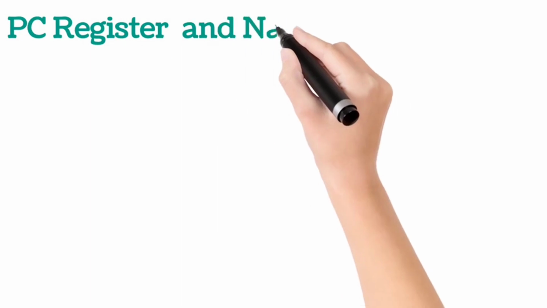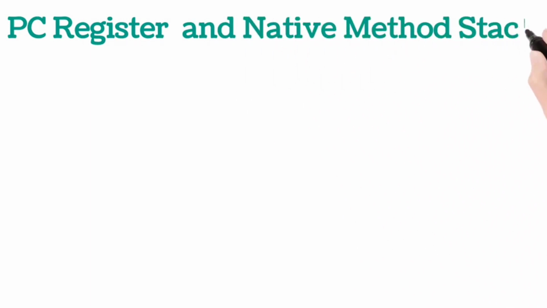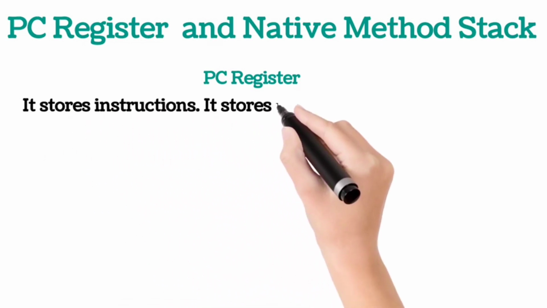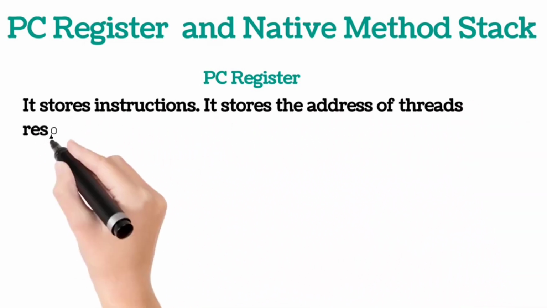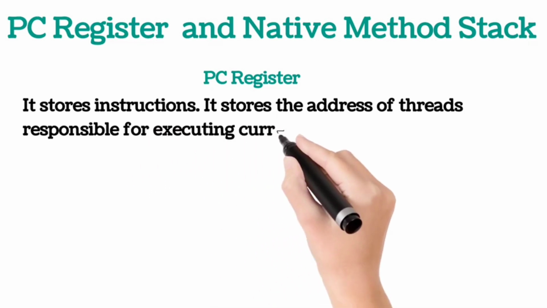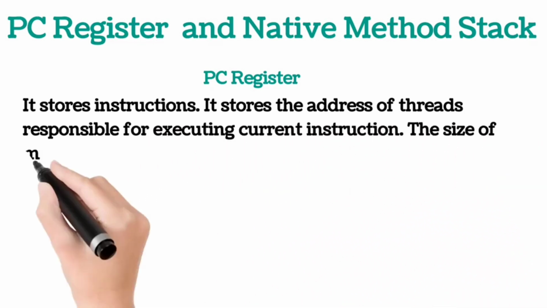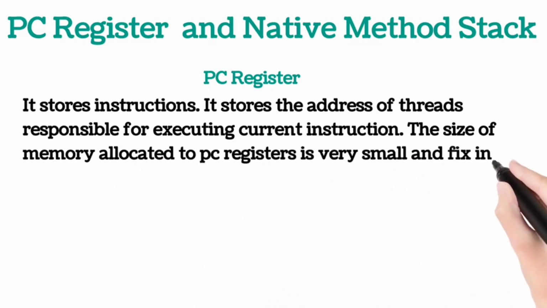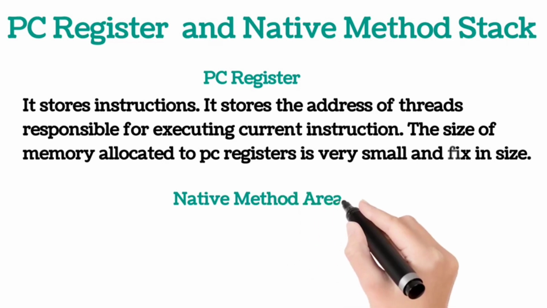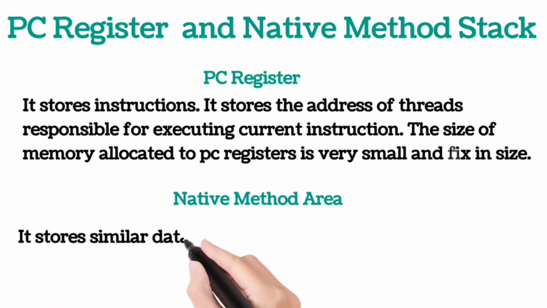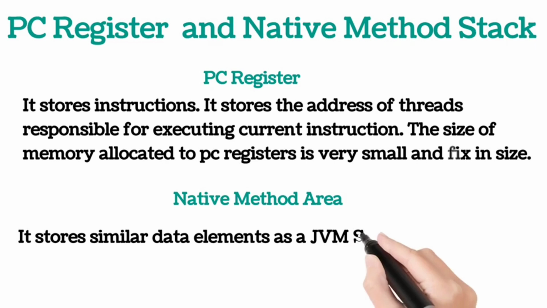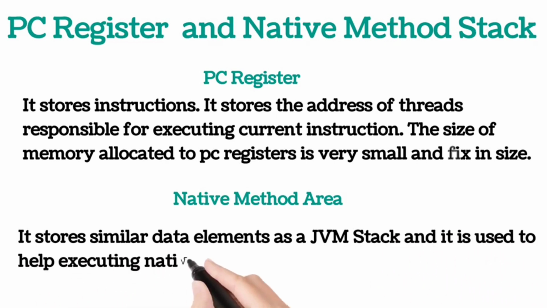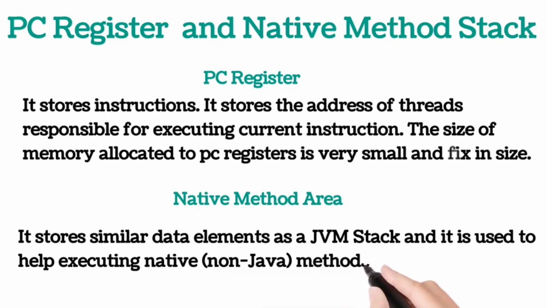What is PC register and native method area or stack? PC register. It stores instructions. It stores the address of the threads responsible for executing the current instruction. The size of memory allocated to PC register is very small and fixed in size. What is native method area? It stores similar data elements as a JVM stack and it is used to help execute native, meaning non-Java, methods.